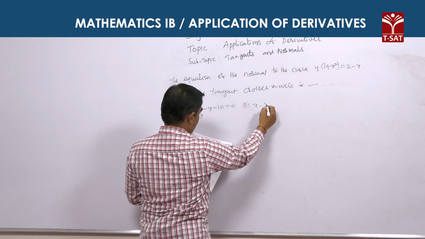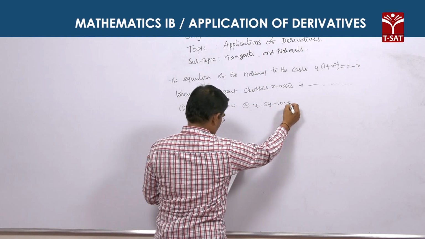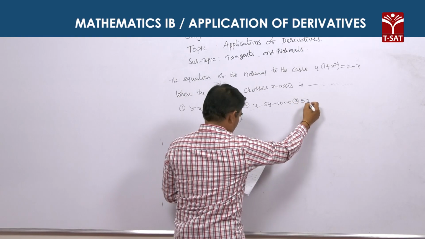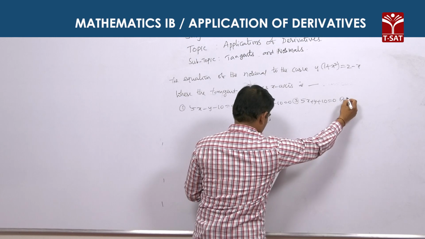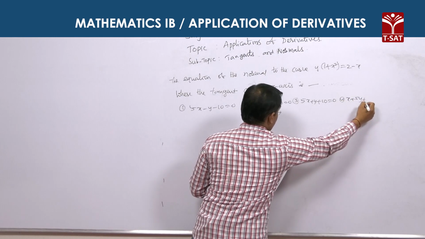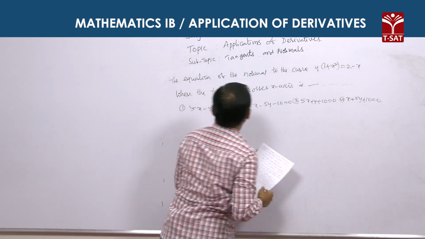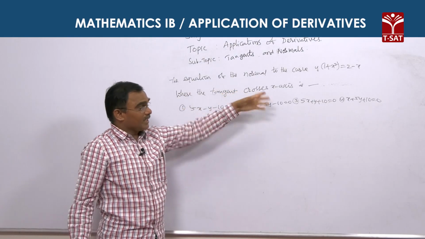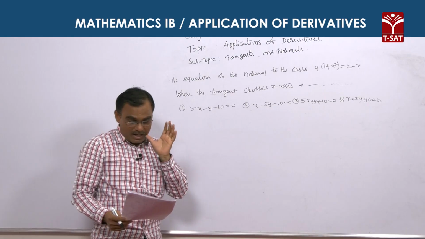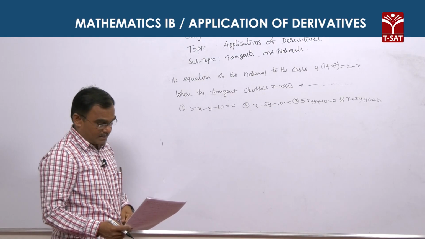Second response is x - 5y - 10 = 0. Third response is 5x + y + 10 = 0. Fourth response is x + 5y + 10 = 0. What is asked? The equation of the normal to the curve where the tangent crosses the x-axis.